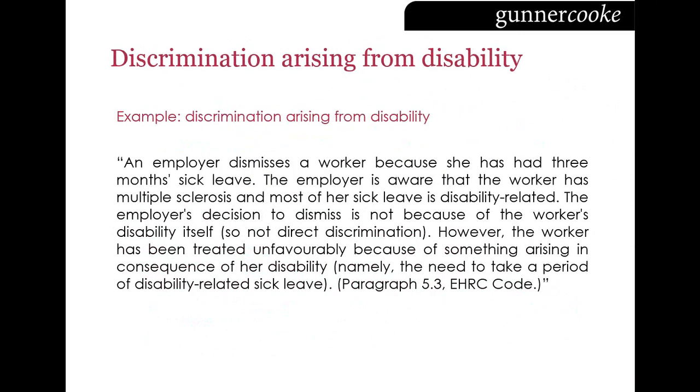And an example in the Equality and Human Rights Code of Practice of discrimination arising from disability is an employer who dismisses a worker because she has 3 months sick leave. Now, the employer is aware that the worker has MS and that most of her sick leave is disability related. The employer's decision to dismiss is not because of the worker's disability itself, so it's not because of her MS, it's because of her disability-related sick leave. And therefore, by dismissing the employee for the disability-related sick leave, she can demonstrate that she's been treated unfavourably because of something arising in consequence of a disability. So her sick leave is as a consequence of her MS. So that's the definition in a nutshell.